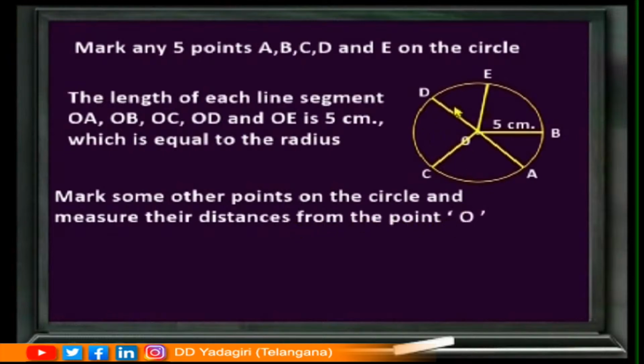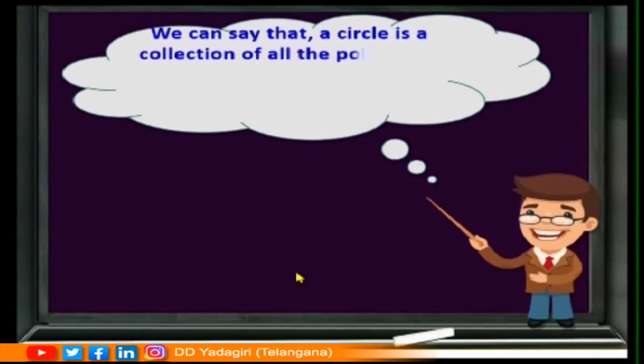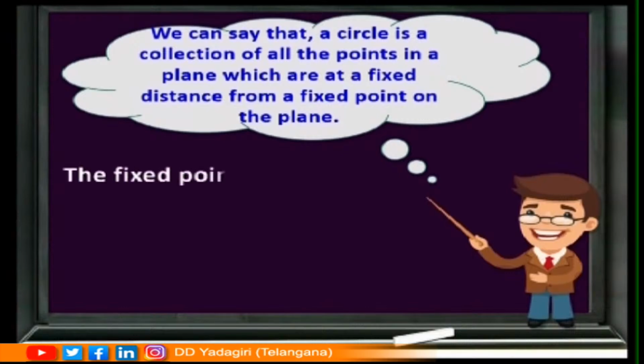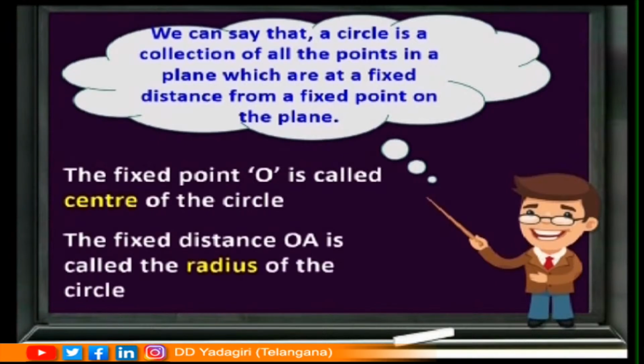Mark some other points on the circle and measure their distances from the point O. If you mark any other points like this and measure their distance, what have you observed, students? We can say that a circle is a collection of all the points in a plane which are at a fixed distance from a fixed point on the plane, and the fixed point O is called the center of the circle and the fixed distance OA is called the radius of the circle.